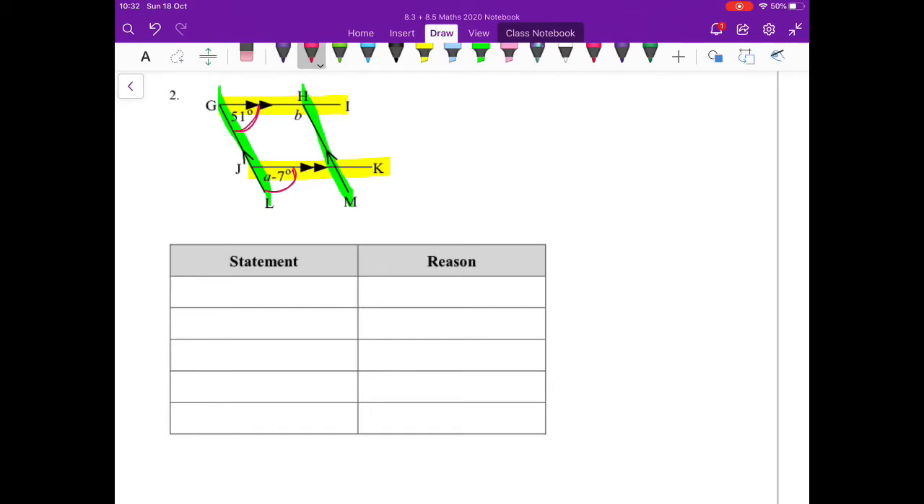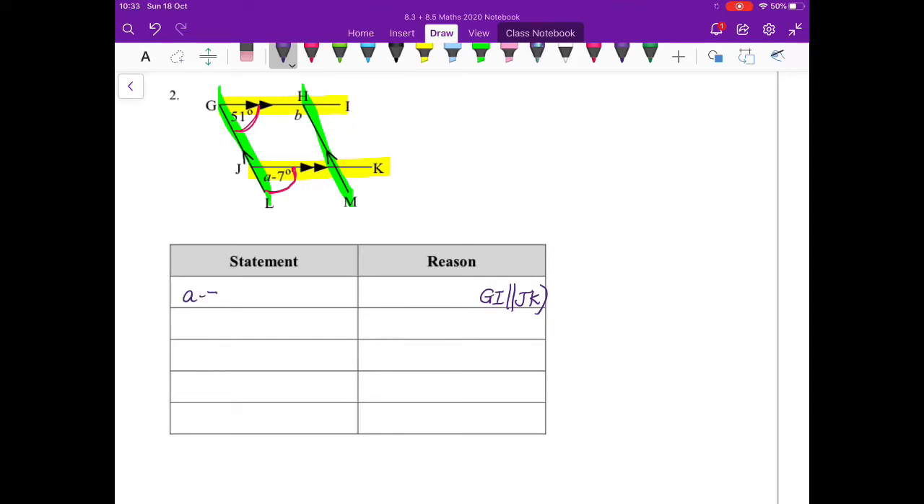You always use the parallel lines that these are both linked to. You can see my red line is linked to the yellow parallel line, so I know that I'm going to be using GI parallel to JK. Now, how can I connect 51 to A minus 7?